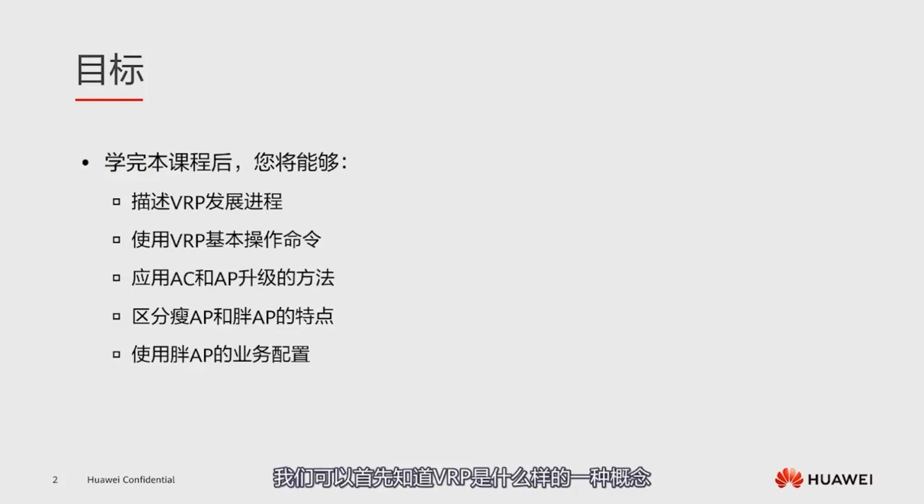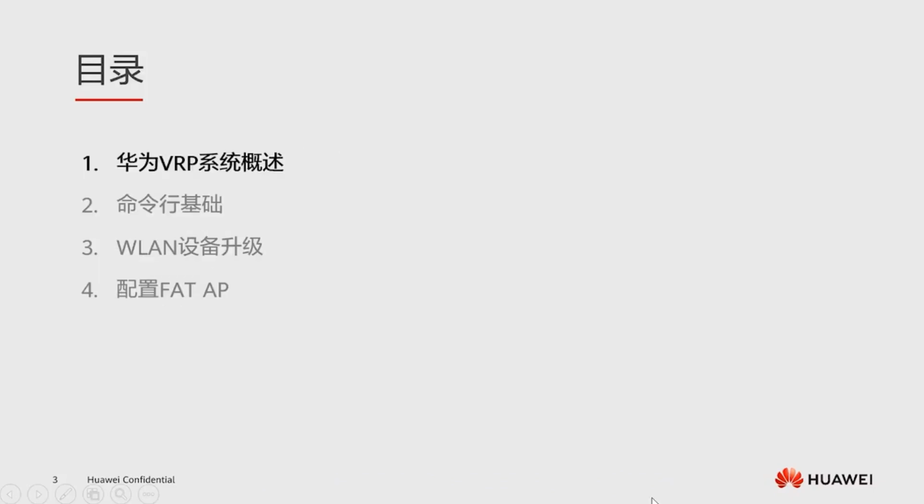After completing this lesson, we will first know what VRP is as a concept, what kind of platform it is, its features, and we can understand the most basic ways to use VRP. Then in the second part, we will talk about how to upgrade AC and AP, and how to distinguish between thin AP, fit AP, and fat AP. Finally, I will also explain how to configure services using a fat AP. Now let's move to the first section.